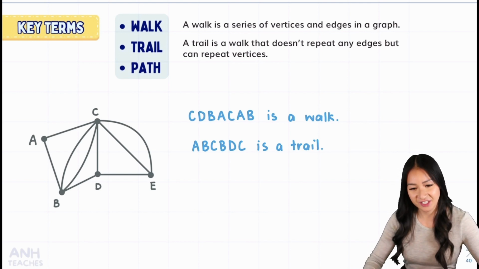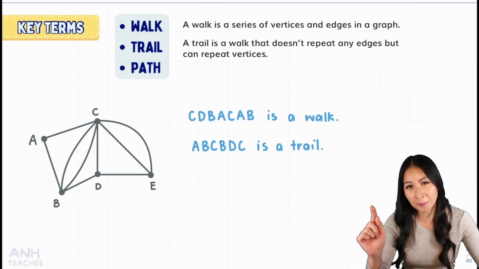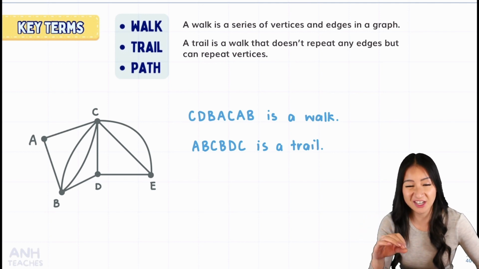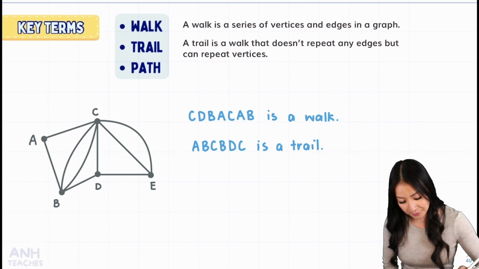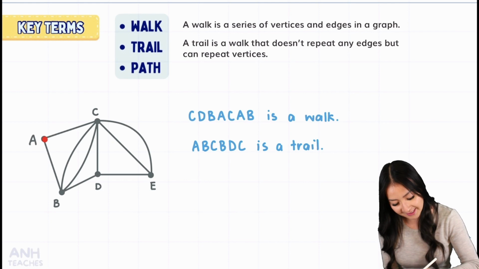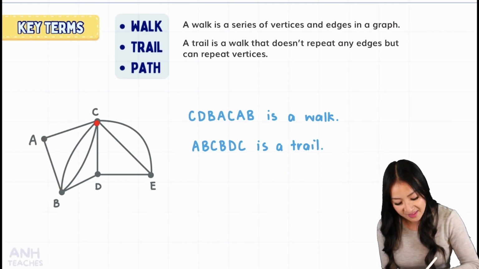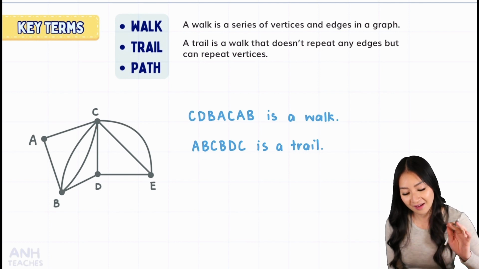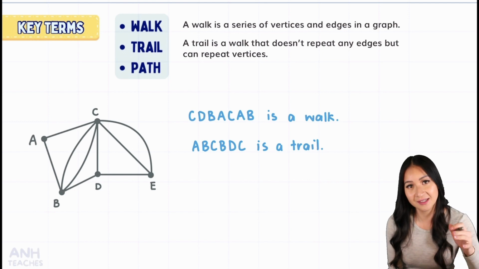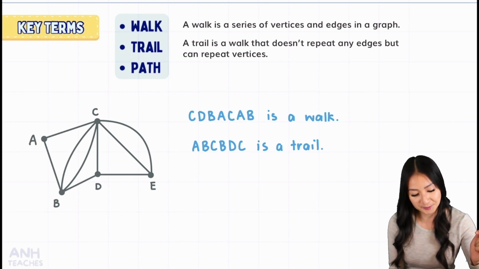Next, I have a trail. Now, a trail is still a walk, but there's a special condition that you can't repeat any edges that you've already traveled along, but you can repeat vertices. So as an example, on my graph here, if I start at vertex A and travel to B, then to C, and then back to B, but along a different edge, and then to D, and then to C, I have repeated the vertex B. However, I haven't repeated any edges, so that is a trail.